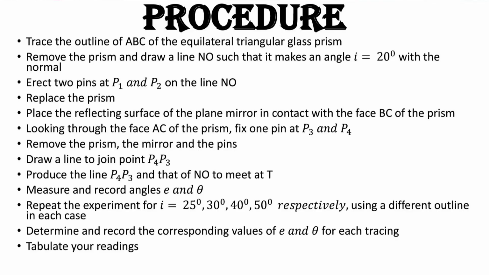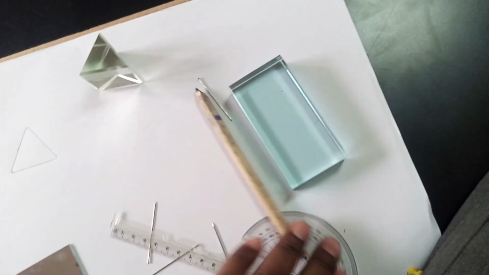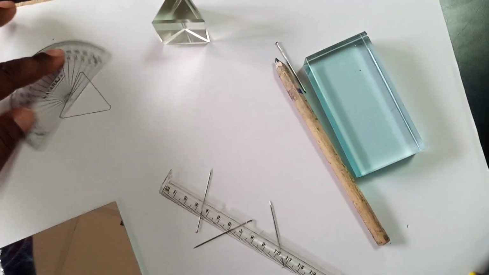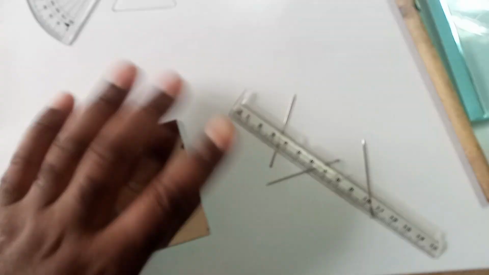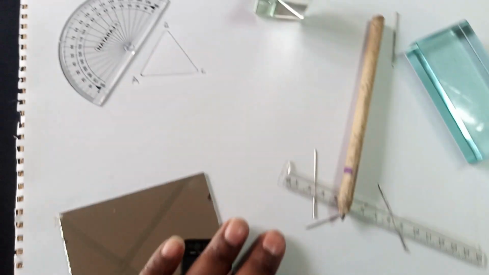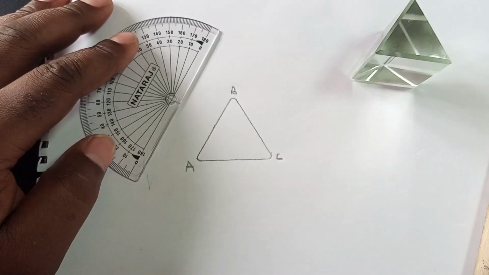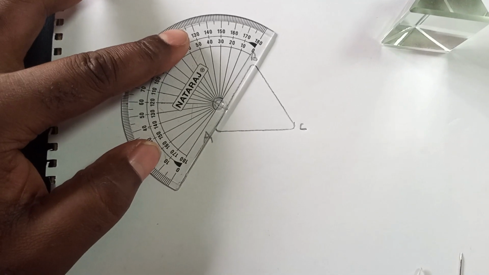So what is the procedure we're going to do? First of all, you're going to trace the outline. Here, I've already done one. Trace the outline of this block, and then you must have your protractor. Usually when you're starting with lower angles, you start with the angle closer to A, as you can see here, labeled ABC. So start with your angle closer to A. You can see here, I have it.